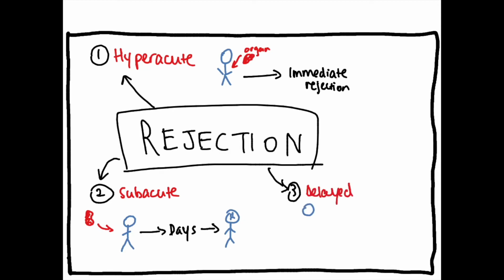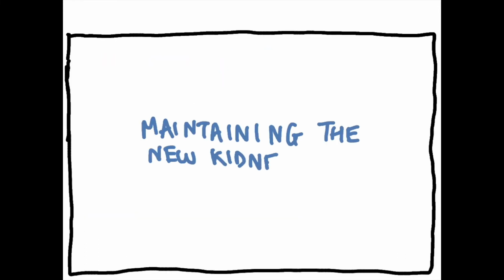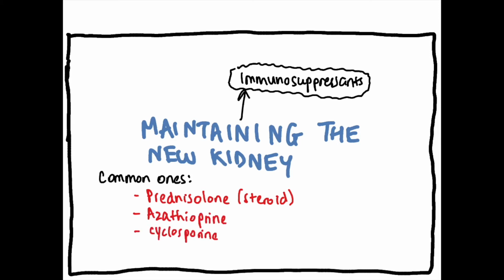This type of rejection is typically associated with poor medication compliance. And lastly, we have graft versus host, where the immune cells in the new kidney recognize the recipient cells and attack. This can occur anywhere from days to weeks. The success of transplantation relies on immunosuppressant medications. Some of the common ones you will encounter are steroids, such as prednisolone, azathioprine, cyclosporin, as well as tacrolimus.